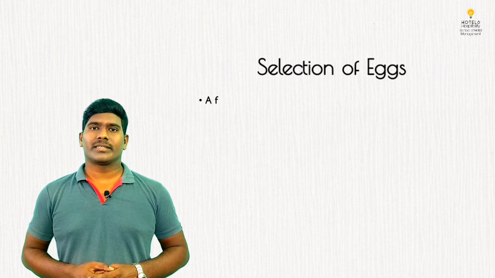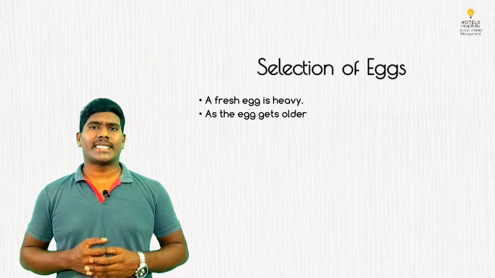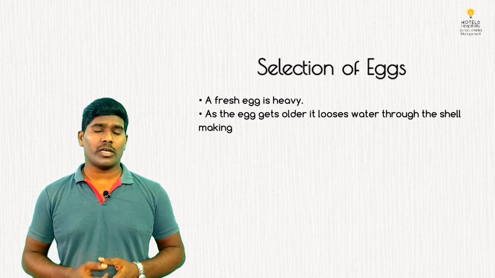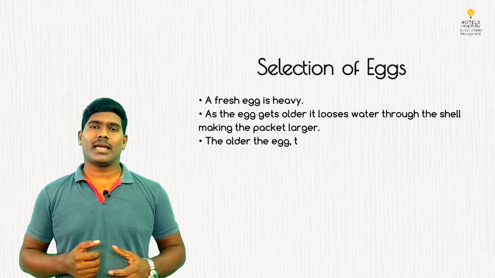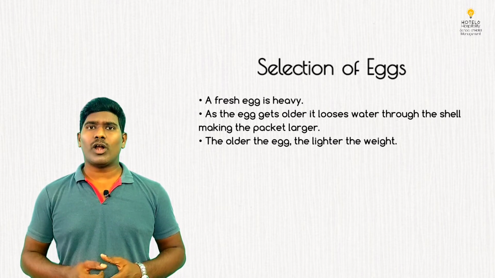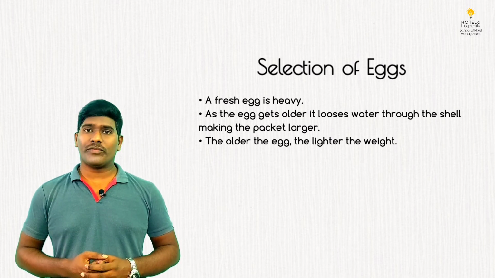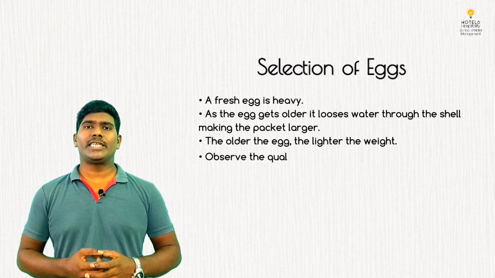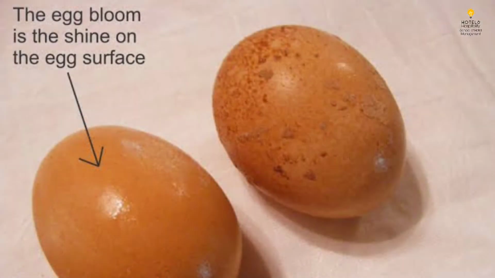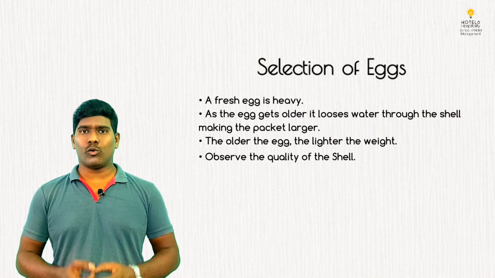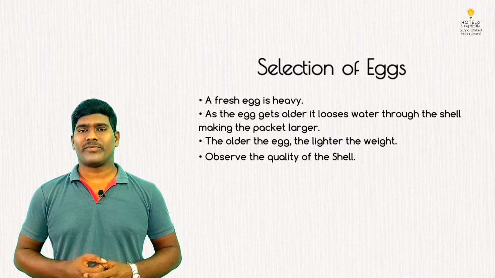Selection of eggs. A fresh egg is heavy. As the egg gets older, it loses water through the shell, making the air pocket larger. So, the older the egg, the lighter it will be. One way of judging the quality of the egg is by observing the condition of the shell. When the egg is freshly laid, it is covered with a substance called bloom. It disappears with time. So, when the egg is covered with the bloom, it can be considered fresh.